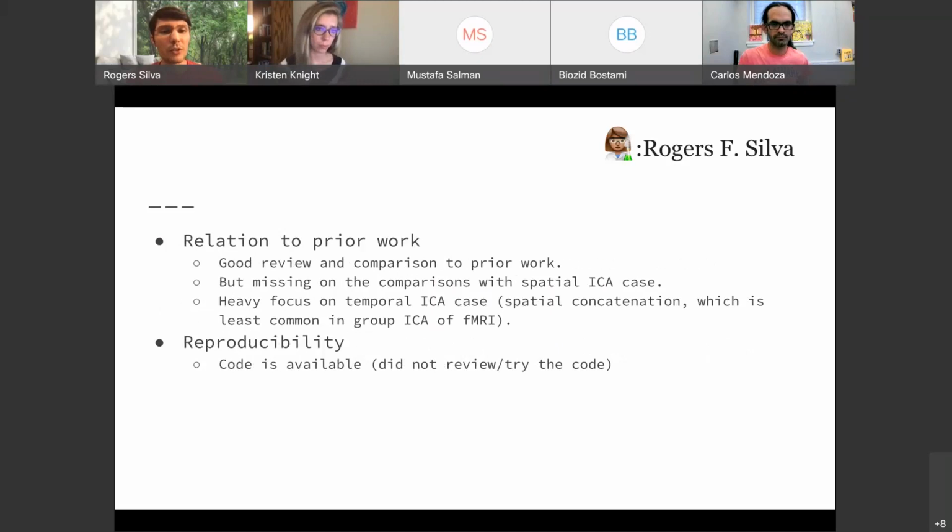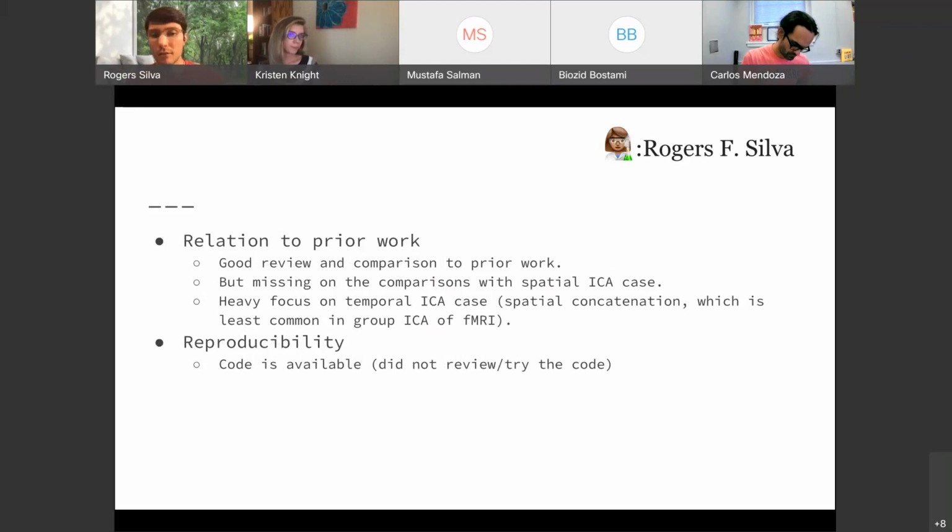Relation to prior work: there's a good review of prior work and comparison to those works. I think it missed some comparison with spatial ICA, with a heavy focus on the temporal ICA case, which is okay for the application they were interested in.